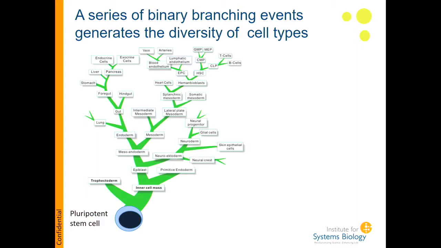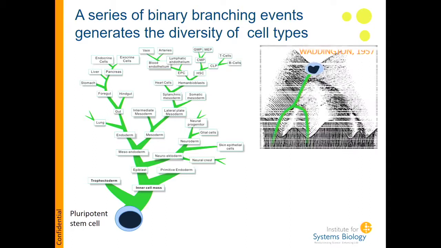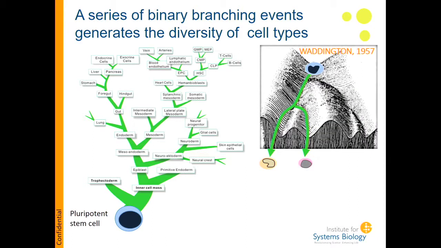Also, what we know is that a pluripotent stem cell has to go through a series of binary branching events to give rise to the diversity of cell types. And Waddington very famously in the 1950s put forth this epigenetic landscape as a metaphor to understand this process. How does a stem cell differentiate into mature cell types?